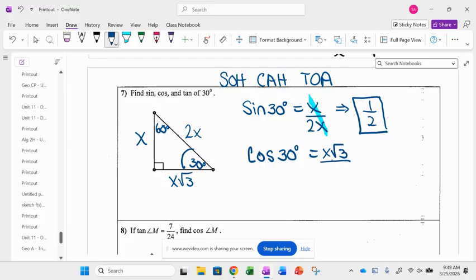And what is the hypotenuse? Perfect. Guys, can I cancel out these x's? Yep, we sure can. So what does that mean? Cosine 30 is root 3 over 2. Is it okay to have a radical in the numerator? Yes, it's not okay to have it in the denominator.